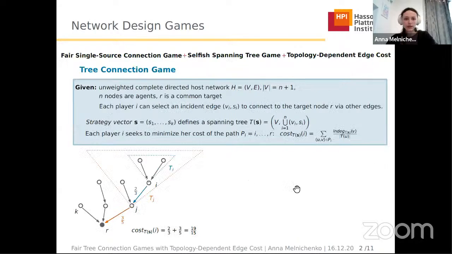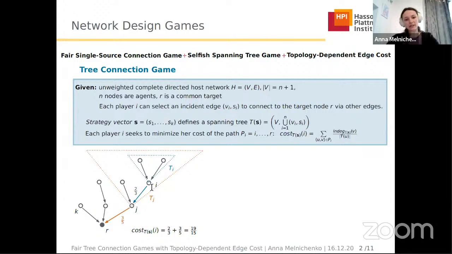But we decided to go further and somehow combine these games and add a new ingredient. It's topology-dependent edge cost. Namely, we are given a set of n agents and one special node, which is a root. All agents, again, are nodes of a network. The network is unweighted and directed, and each agent wants to connect with a common target. To do this, they are allowed to pick only one neighbor to connect with. After establishing a connection, each agent has to pay the cost of the entire path, where the cost of the path is calculated as follows.